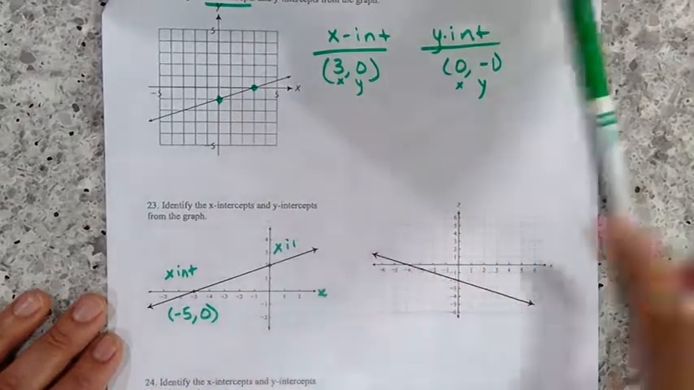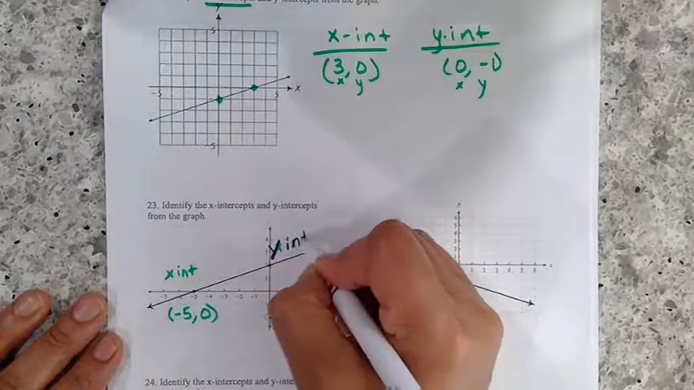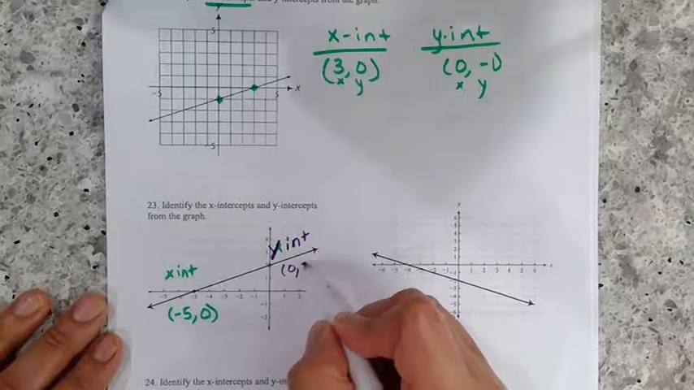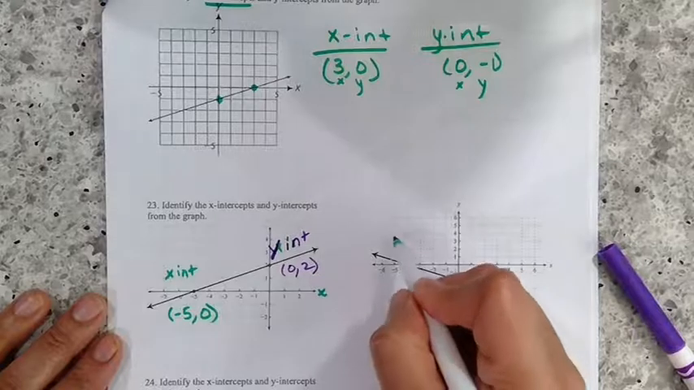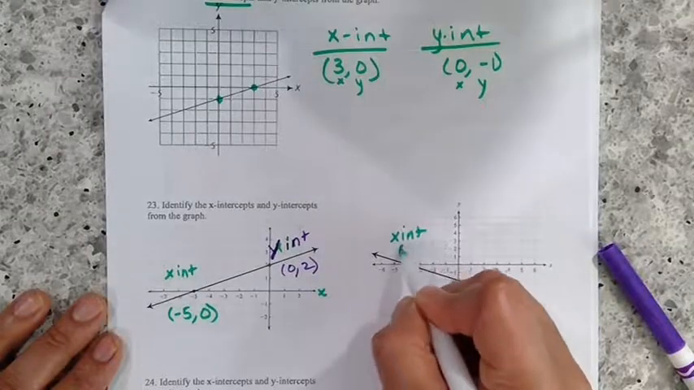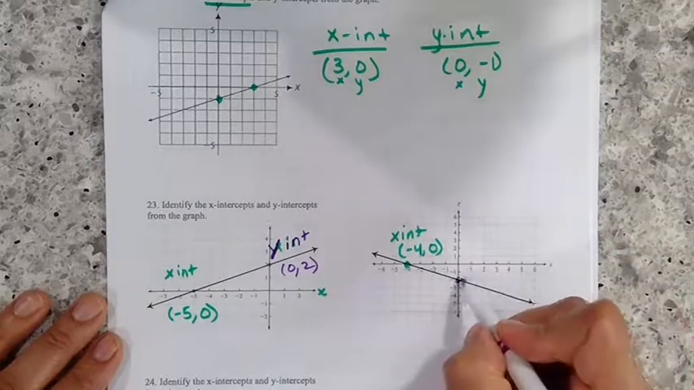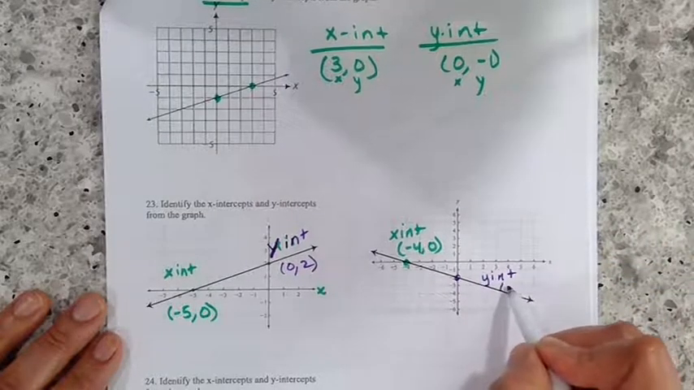This is your y-intercept, and your y-intercept is at 2. So that's (0, 2). Crossing the x-axis at -4, so your x-intercept is (-4, 0). Your y-intercept is at -2, so (0, -2).